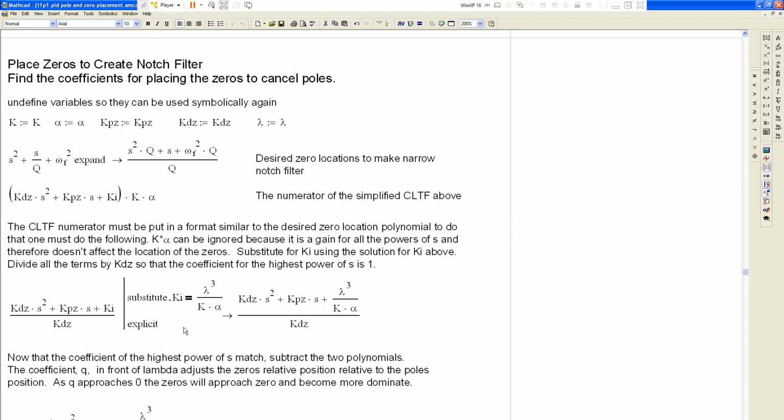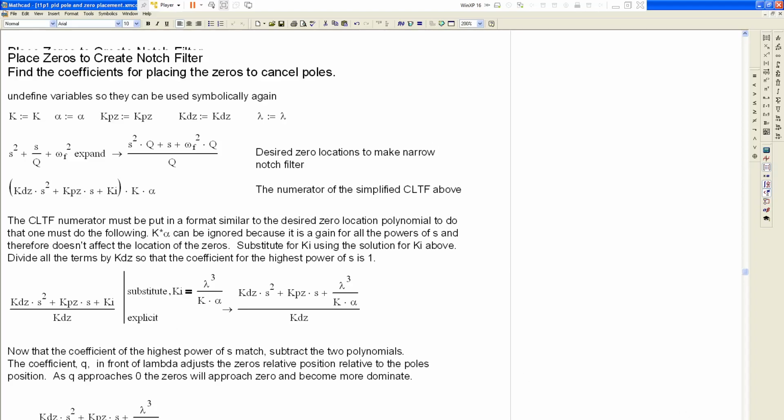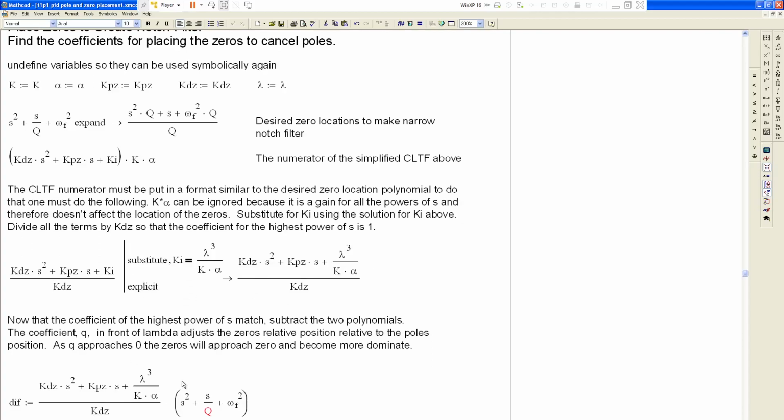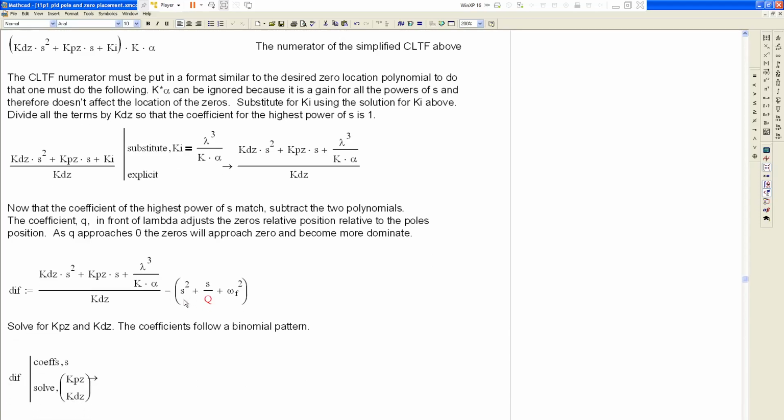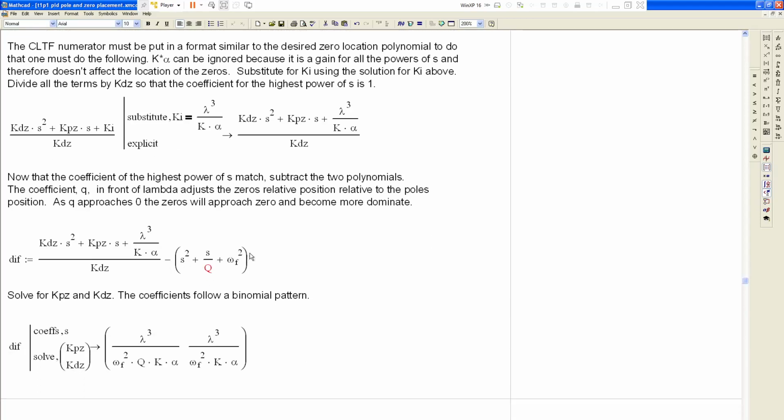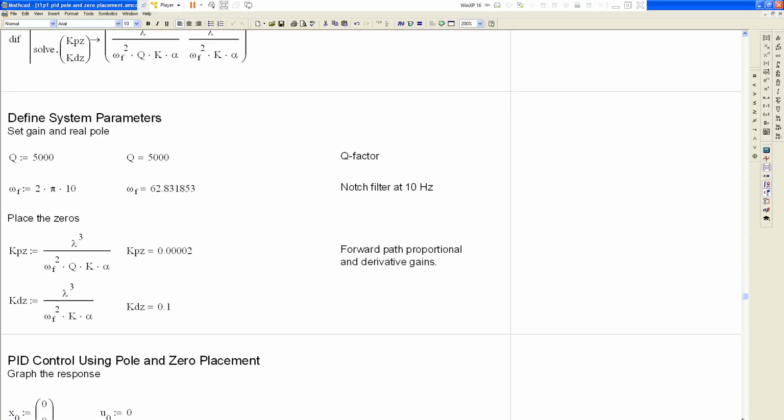And basically, I do the same thing that I did before. This is the same equation. And the only thing that's different is that instead of setting this equal to S plus C times lambda to the second power, I set it to the notch filter formula. And then I solve for the gains. And these are the forward path gains for the proportional gain and the forward path derivative gain for the notch filter. So now let's go down, and I got a Q factor of 5,000.